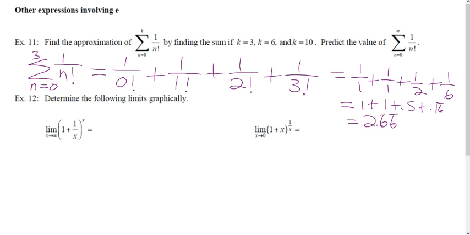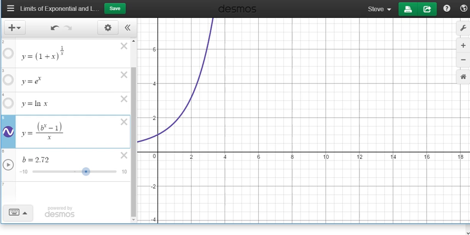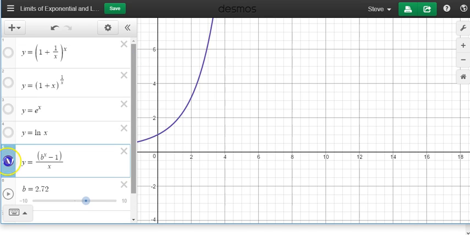Determine the following limits graphically. So 1 plus 1 over x to the x. That's what we did with the interest rates, right? 1 plus 1 over 365 to the 365. Okay, yeah. Somewhere I have that here. Yeah. Oh, wait. No, it's up here. So first, we're going to make that disappear.